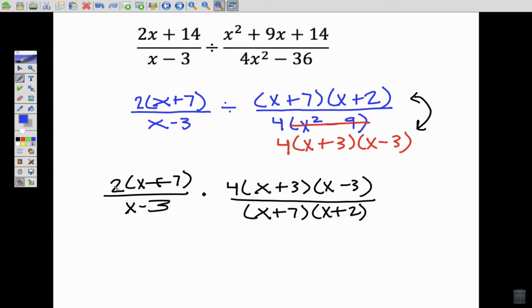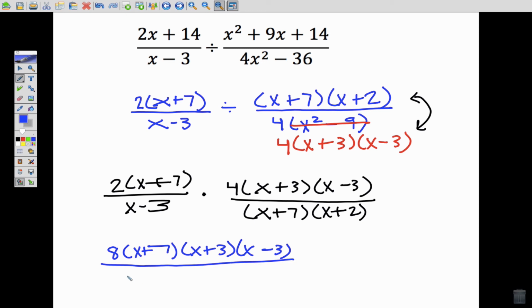So what we have is I'm going to multiply the 2 and the 4 up top and get 8. So those two constant terms together. And then what do I have? I have an x plus 7 that I'm multiplying. I have an x plus 3 that I'm multiplying. And I have an x minus 3 that I'm multiplying. So all of these things together in the top that I'm multiplying, and then divide that by, in the bottom, I have an x minus 3. And then I have an x plus 7, and I have an x plus 2.